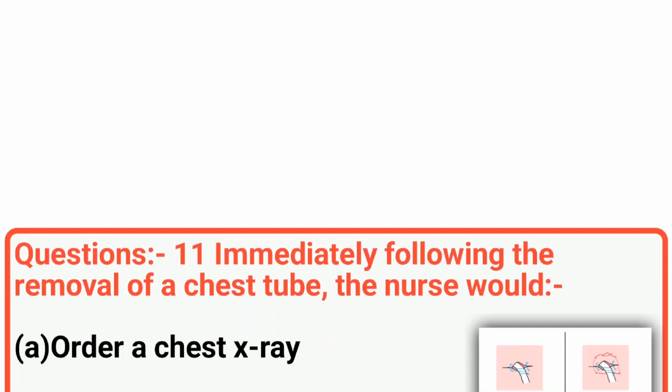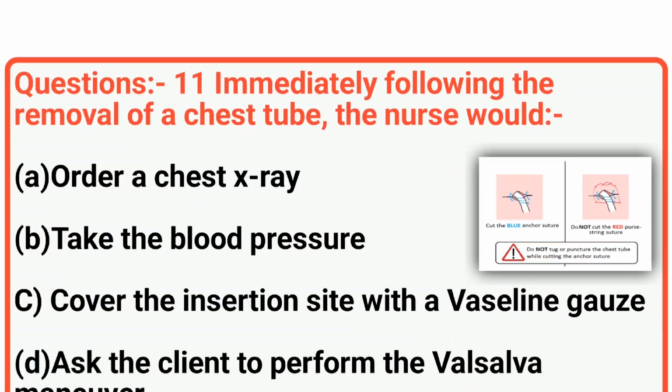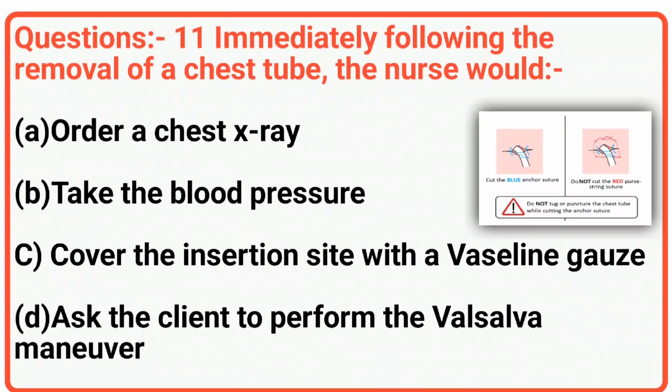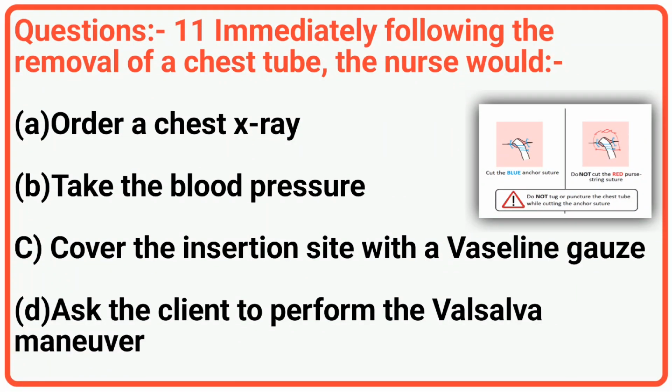Questions 11. Immediately following the removal of a chest tube, the nurse would A. Order a chest X-ray, B. Take the blood pressure, C. Cover the insertion site with a Vaseline gauze, D.